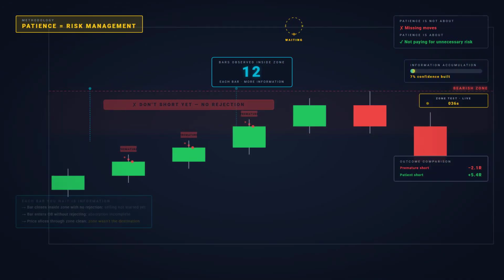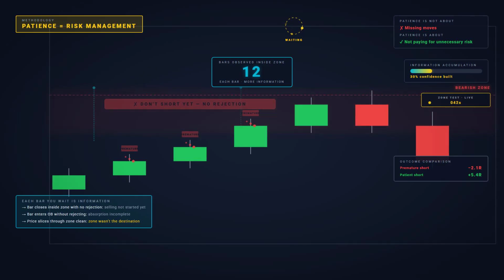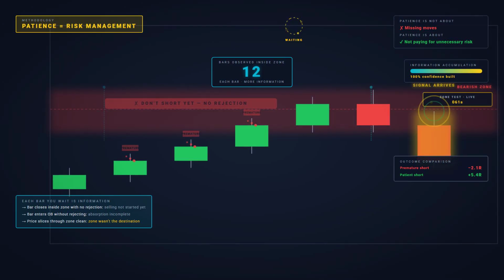Every candle you wait for after the first touch of a zone is a candle that gives you more information about whether the zone is going to hold. Every internal candle that closes bullishly inside a bearish zone tells you the selling hasn't started yet. Every candle that enters the order block level without rejecting tells you the absorption isn't complete yet. The signal, when it comes, is worth the wait.